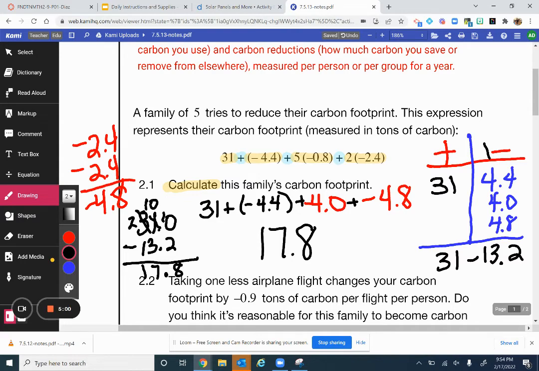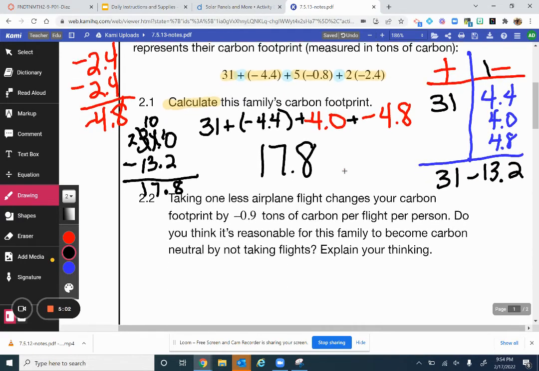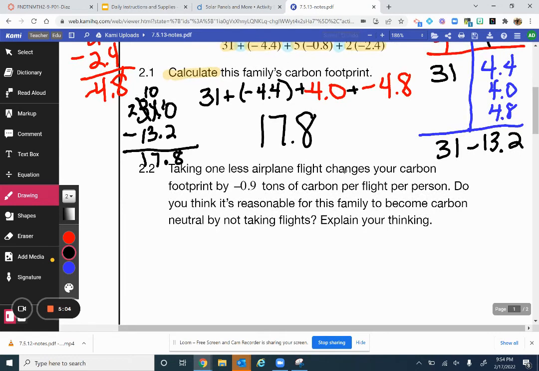Okay, and then finally, 2.2 says taking one less airplane flight changes your carbon footprint by negative 0.9 tons. That means it's taking it down. So if you choose not to take a flight, instead going a different route, you're going to save 0.9 tons of carbon per flight.